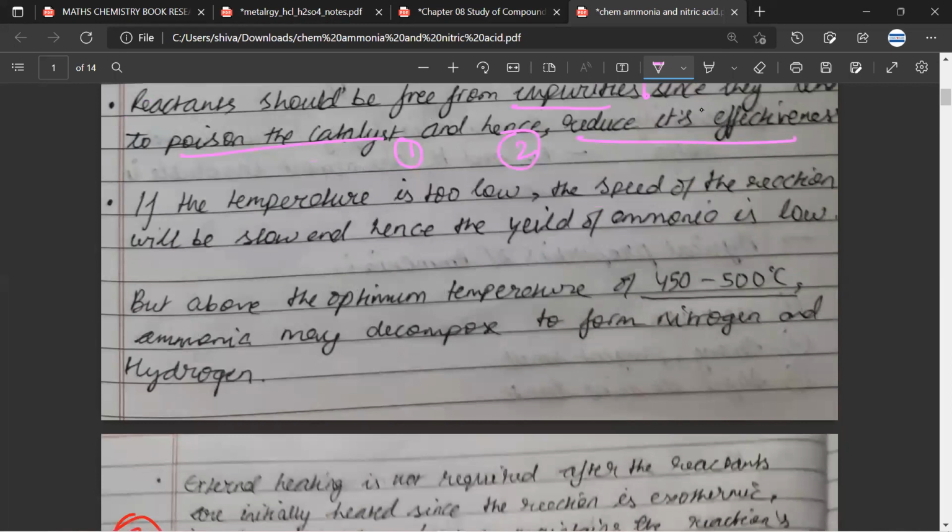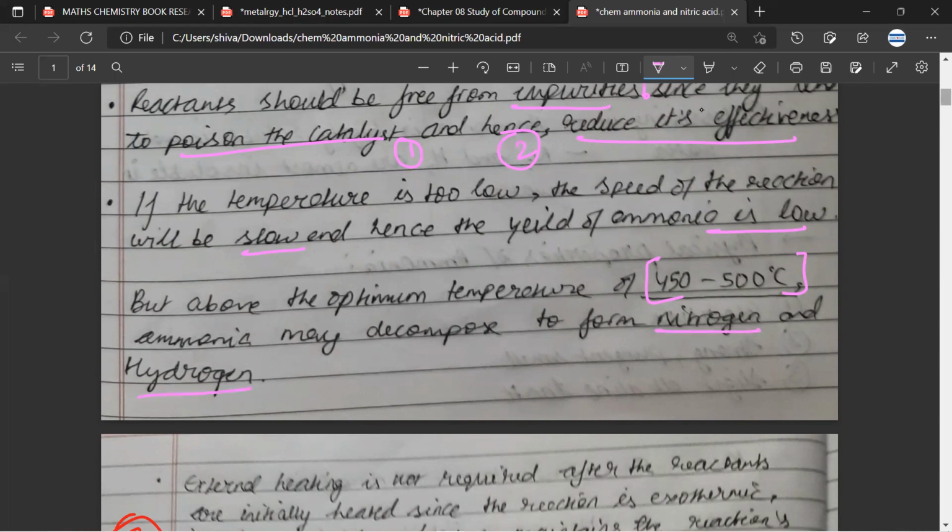If the temperature is too low, the speed of the reaction will be slow and hence the yield of ammonia will be low. So that's why you need a balance. The balance is also called an optimum temperature, which is 450 to 500 degrees Celsius. And there is one more reason given here: above the optimum temperature, if the temperature is too high, ammonia may decompose to form nitrogen and hydrogen.